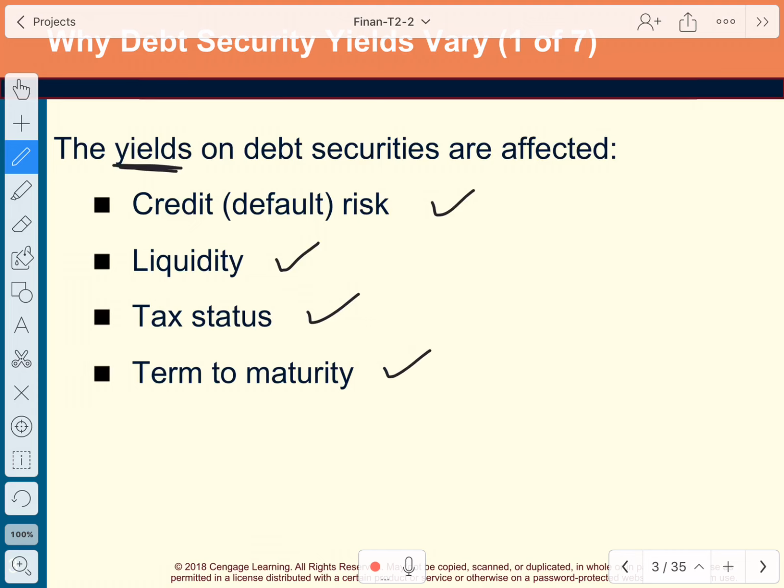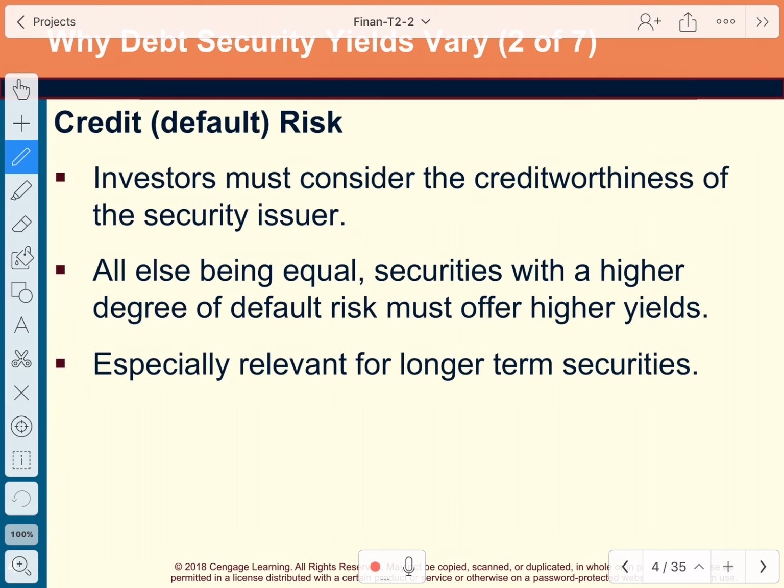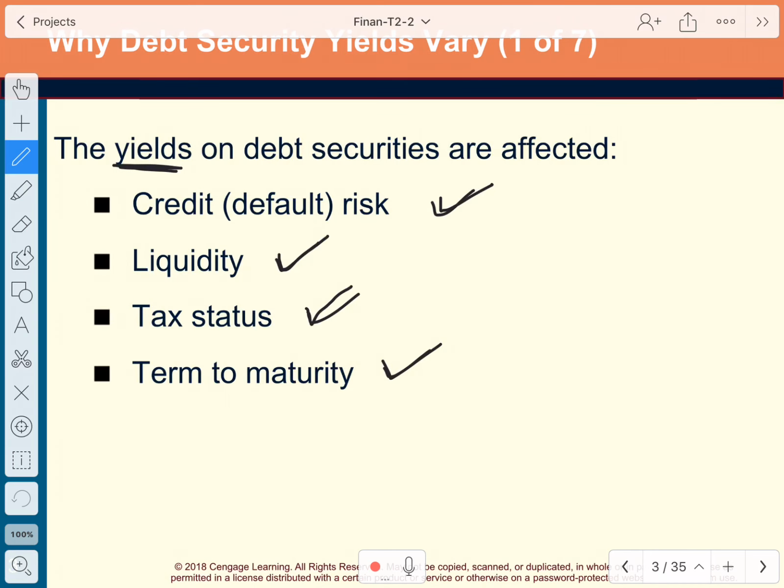And we said that the higher the risk, the higher the return. The more liquid the security, the lower the return. The higher the tax, the higher the return. And when we have a long term to maturity, then the higher is the return. So in terms of the first one, just notice that the coming slides are going to discuss each of these 4 main points.